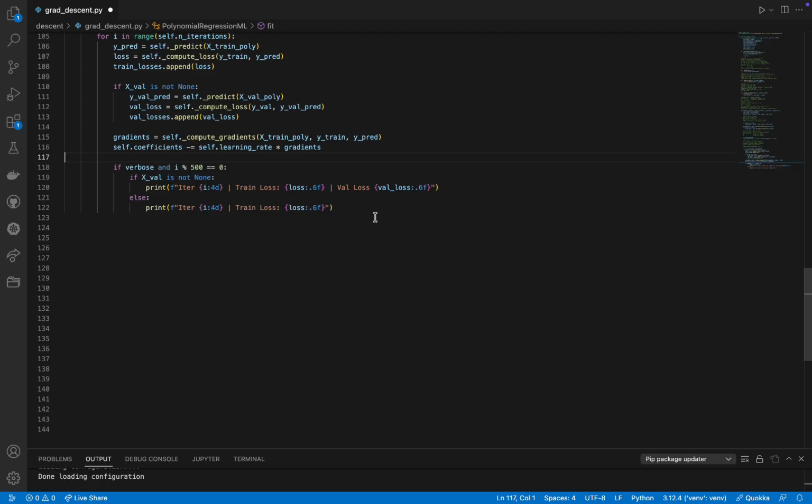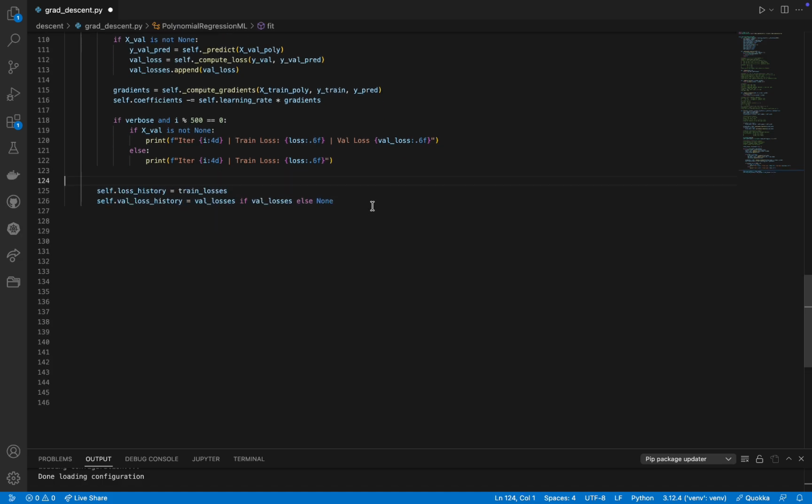Finally, every 500 iterations, we print the current loss so we can see the progress. The output shows iteration number, training loss, and validation loss if we have it. And let me trace through what happens in one complete iteration. Say we are at iteration 0. We use our randomly initialized coefficients to make predictions.